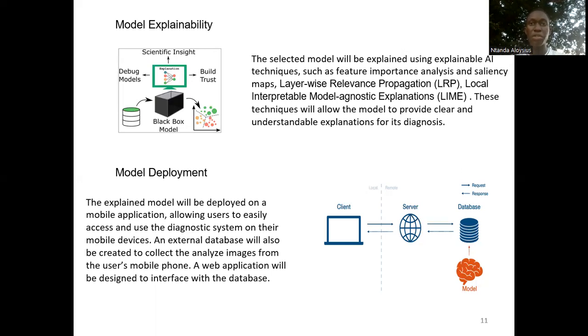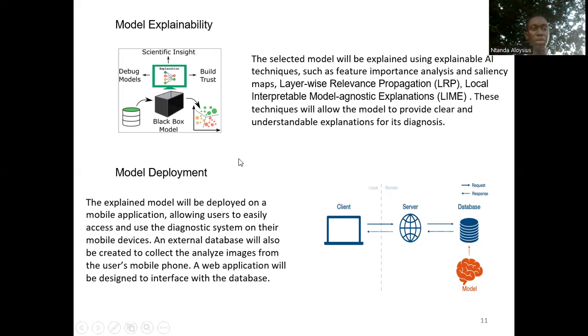Then after that, we shall explain our model using different techniques such as the LRP, also known as the layer-wise relevance propagation, the LIME, local interpretable model agnostic, and then we also have the SHAP. The SHAP basically shows us the features that contributed to the building of the model.